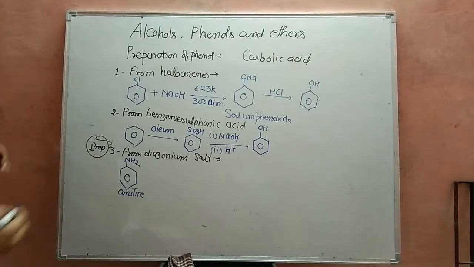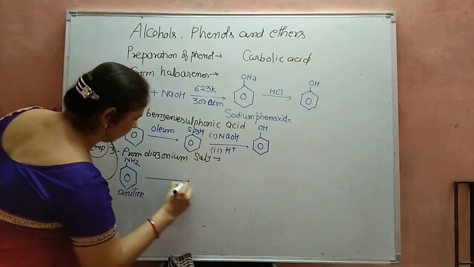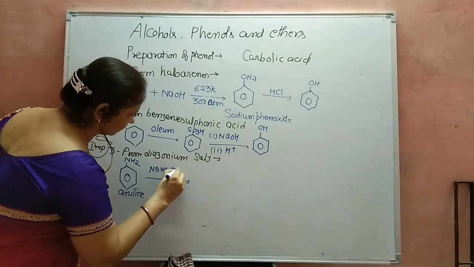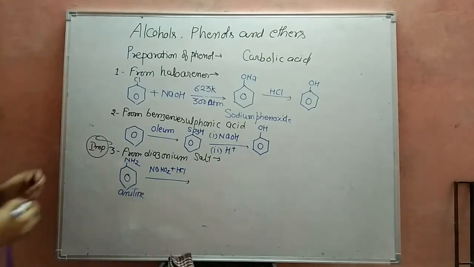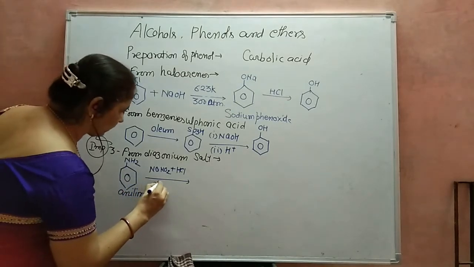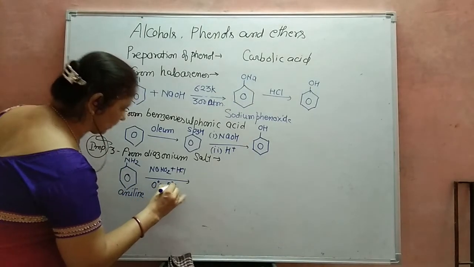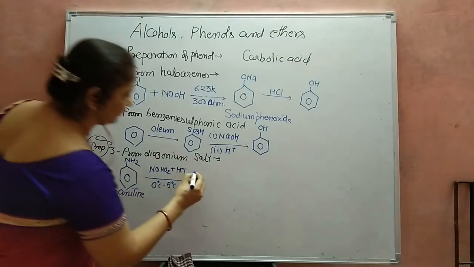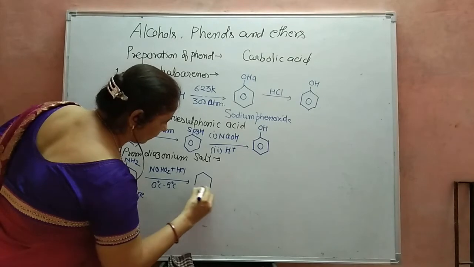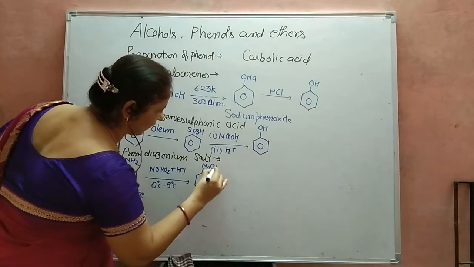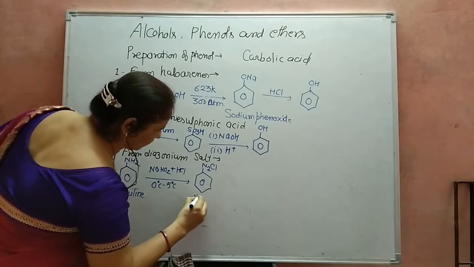If aniline reacts with NaNO2 plus HCl, here the temperature must be maintained at 0 degrees Celsius to 5 degrees Celsius, not more than this. The compound formed is a salt with N2 and Cl. It is diazonium salt.